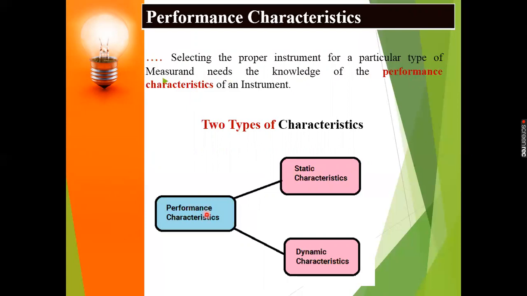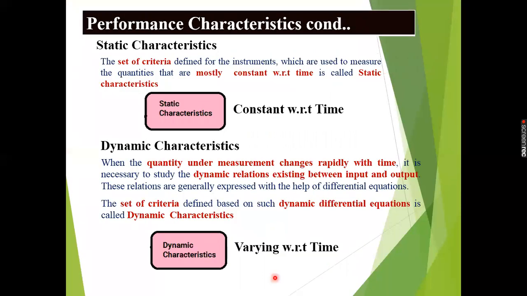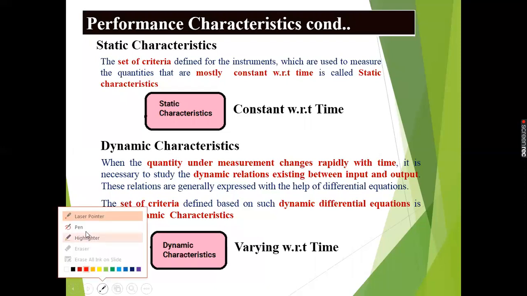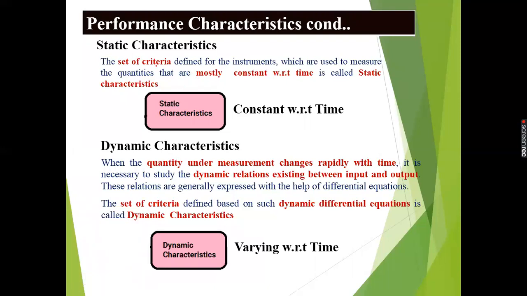So in these performance characteristics, we have two types basically. One is static characteristics and the other one is dynamic characteristics. In this video, we are going to see only static characteristics. Coming to the definition of static characteristics, the set of criteria defined for the instruments which are used to measure the quantities that are mostly constant with respect to time is called static characteristics. So I can say static characteristics are mostly constant with respect to time. The name static implies constant with respect to time. That's why we can call them static characteristics.